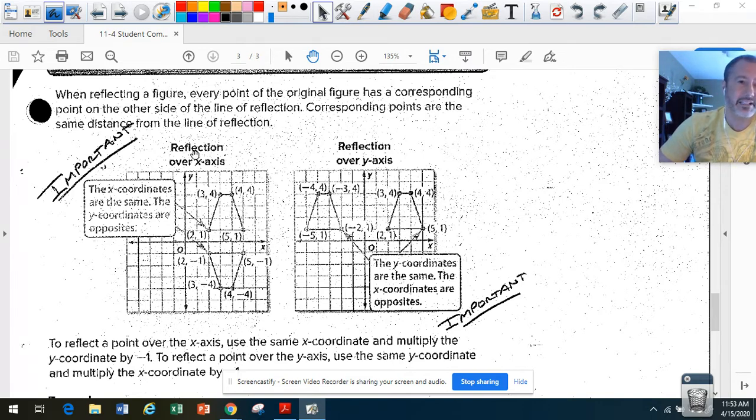I'll show you what I mean by that. Let's say right here, this is very important to understand, let's say we are reflecting this across the x-axis. So here's our x-axis right here.